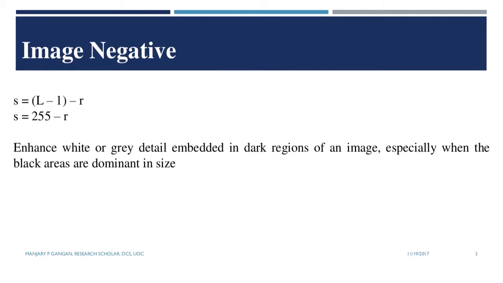For an input image R and an output image S, the transformation is represented by S = L - 1 - R, or S = 255 - R, where L - 1 represents the maximum intensity, which is usually 255.